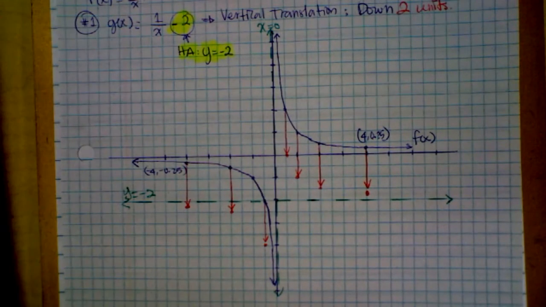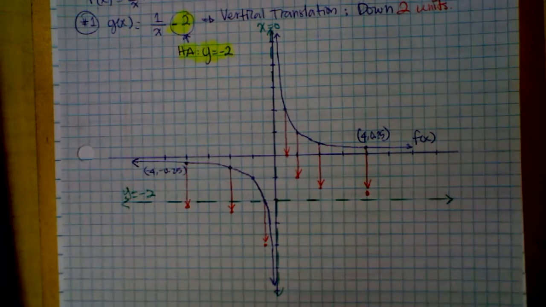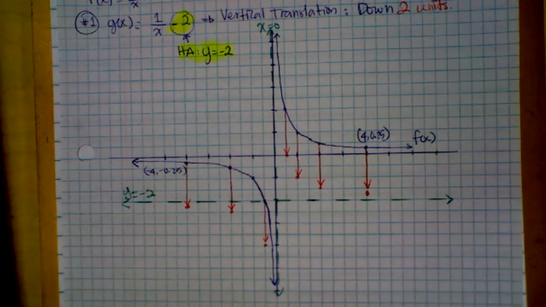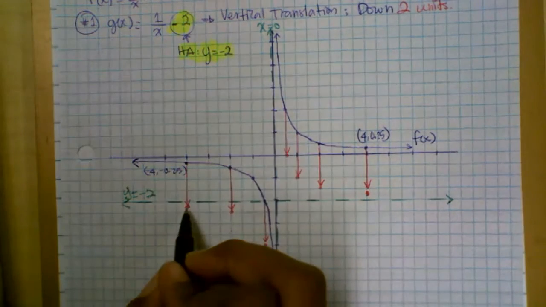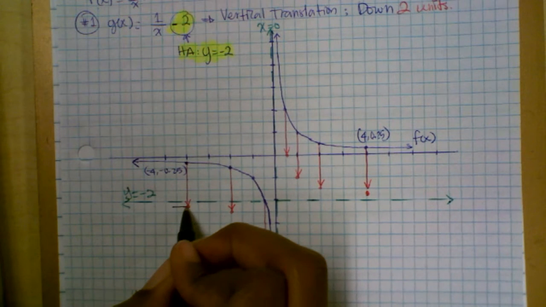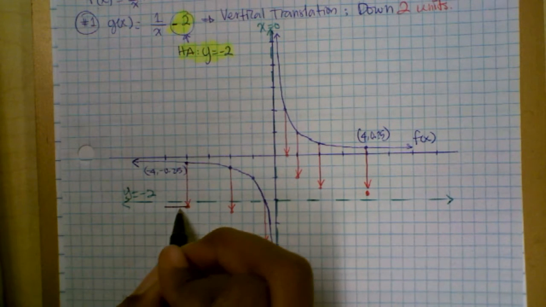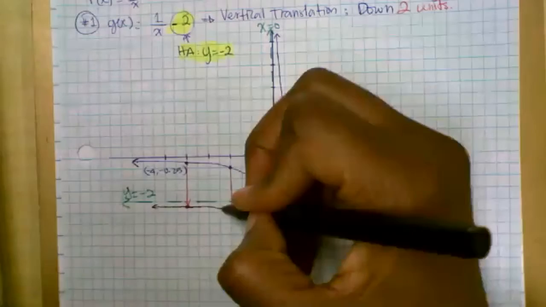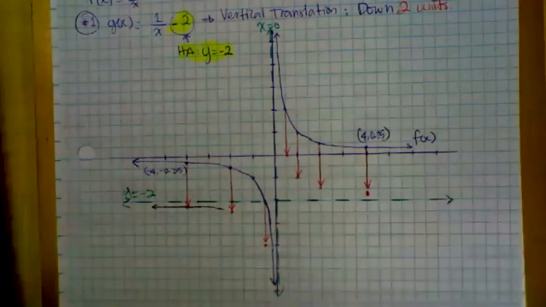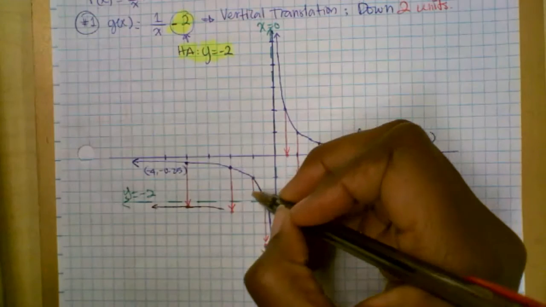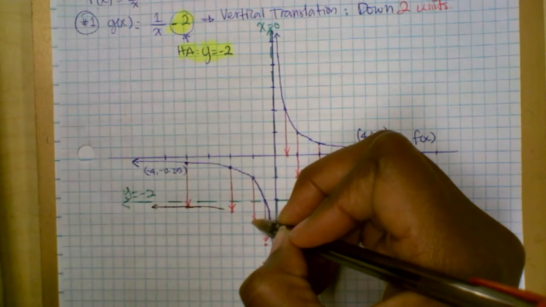So what I'm going to do next, I'm going to use another color. Then you're going to connect the dots. As you connect the dots, you have to make sure that the rational function is approaching the horizontal asymptote. Oh, I skipped this one right here. So you have to go down 1, 2.